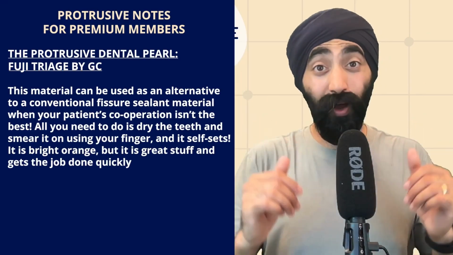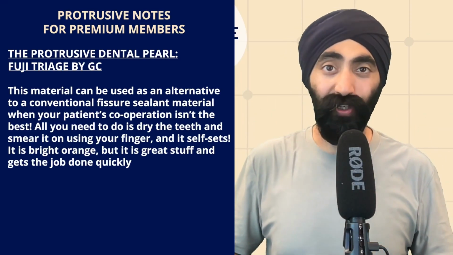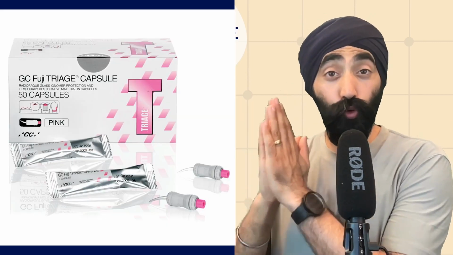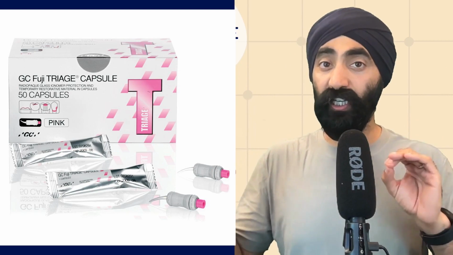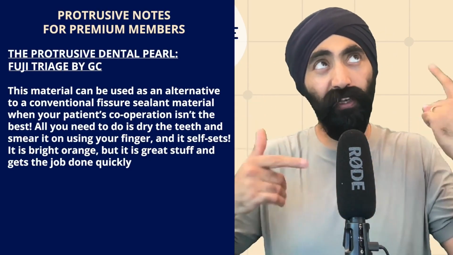The protrusive dental pearl I have for you is related to pediatric dentistry. It's the use of something called Fuji Triage by GC as an alternative to fissure sealants for actually sealing fissures. So let me give you more information about this.